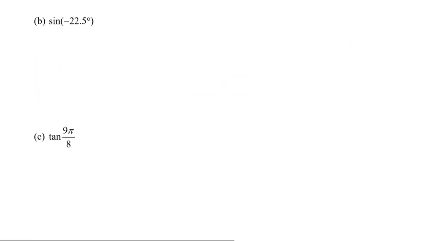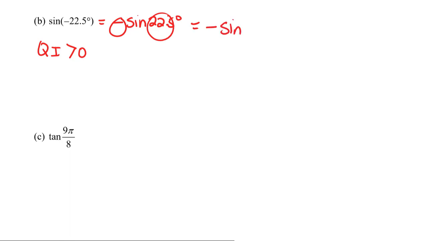B, sine of negative 22.5. Well, first I'm going to use the fact that sine is an odd function and say that this is the same as the negative of the sine of 22.5 degrees. Now 22.5 degrees is in quadrant 1, so the sine will be greater than 0 or positive. However, we have a negative in front of this. So this is going to make it a little more complicated, but we're going to say that this is equal to the negative of the sine of, well, 22.5 is half of 45. So this is 45 degrees over 2.